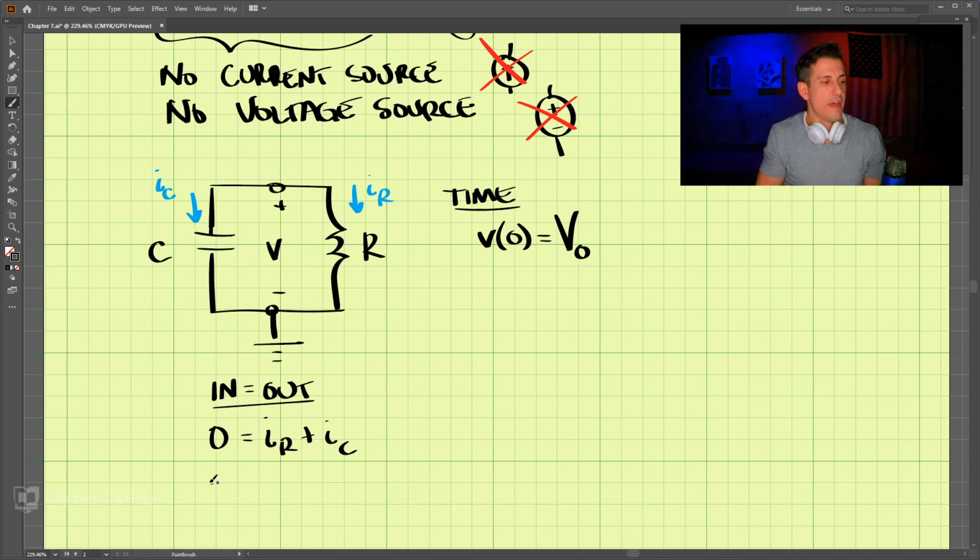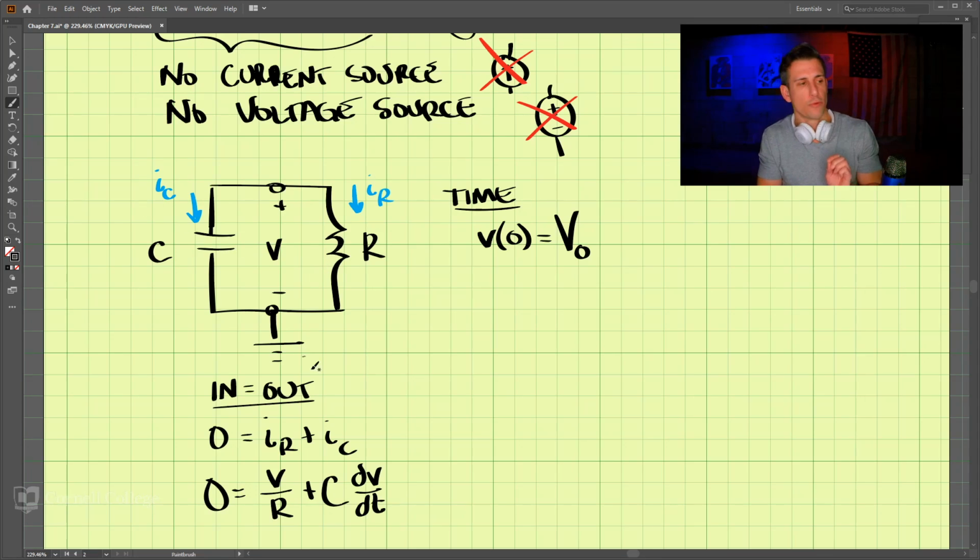And we know that IR here is equal to the voltage divided by the resistance, R. And IC is a little trickier. Remember that the current through a capacitor here is C dV/dt. We went through that in chapter 6. So that is equal to 0.